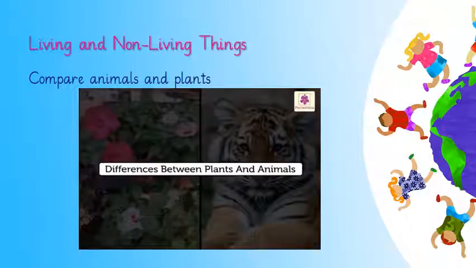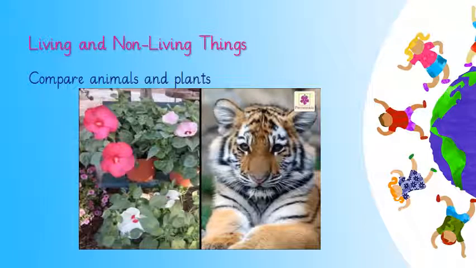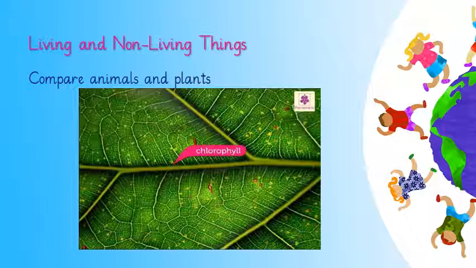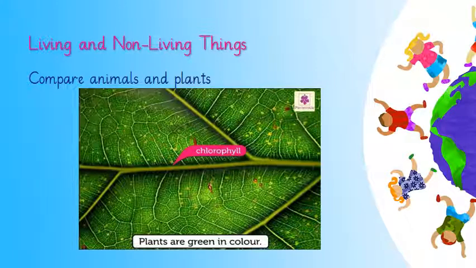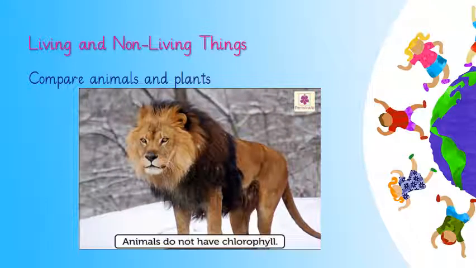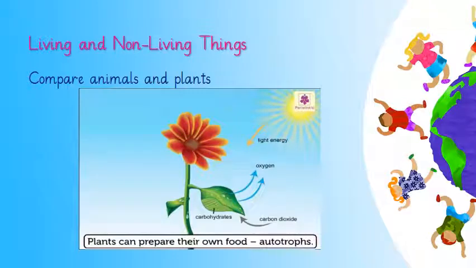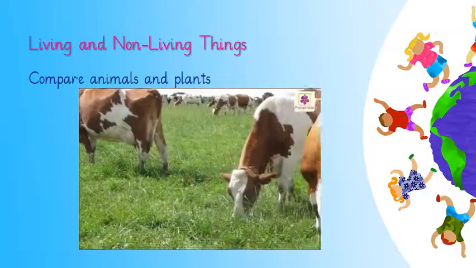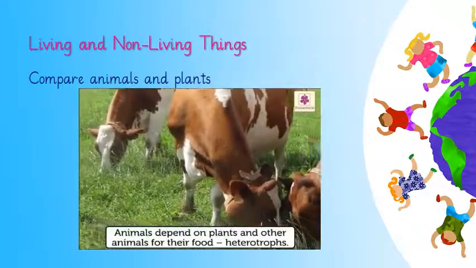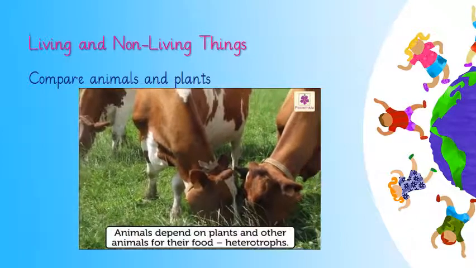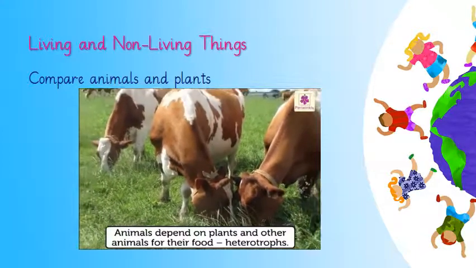Differences between plants and animals. There are basic differences between plants and animals too. 1. Due to the presence of chlorophyll, plants are green in color. Animals do not have chlorophyll. 2. Plants can prepare their own food. They are called autotrophs. Animals cannot prepare their own food. They depend on plants and other animals. They are called heterotrophs.